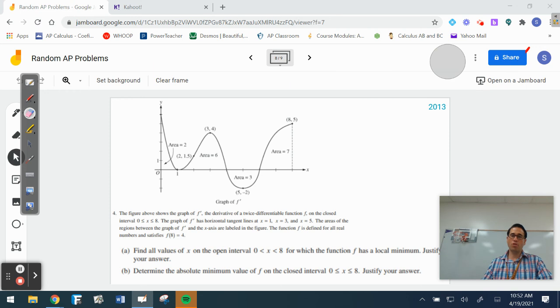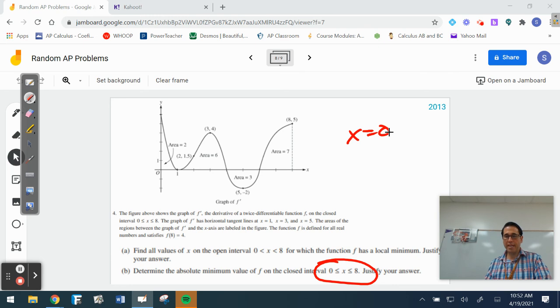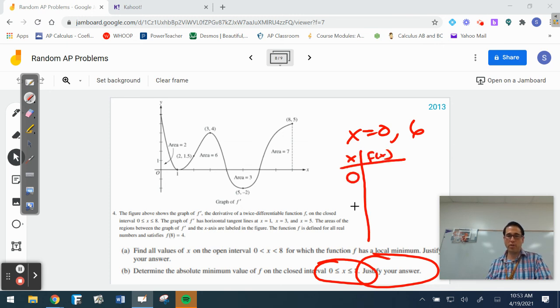All right, the next question though says to describe the absolute minimum value. Oh, I just gave a hint, right? Absolute minimum value. So it would be at 0 or at 6, right? I've got to check both of those. When it says to justify your answer, this is where it's going to get a little tough because I have x and I need to know what f of x is. I've got to check my endpoints, which are 0 and 8. And I also have to check 6.